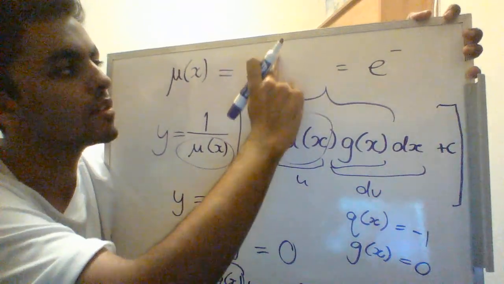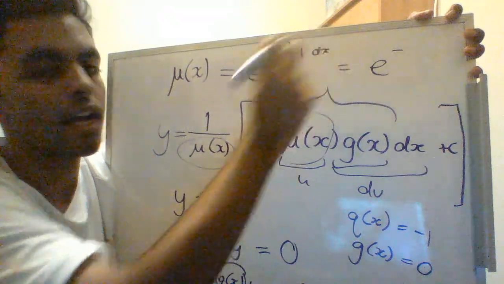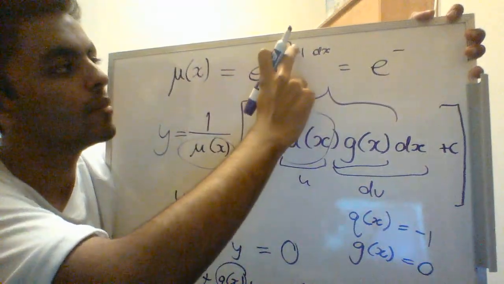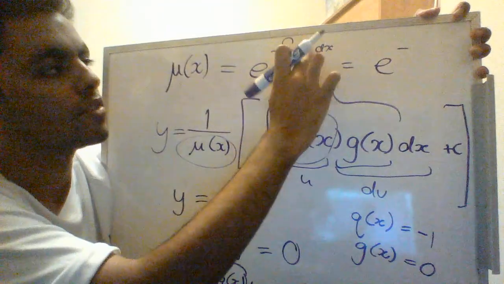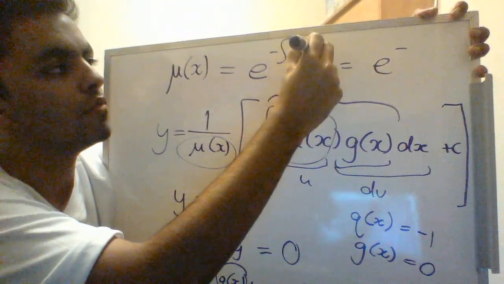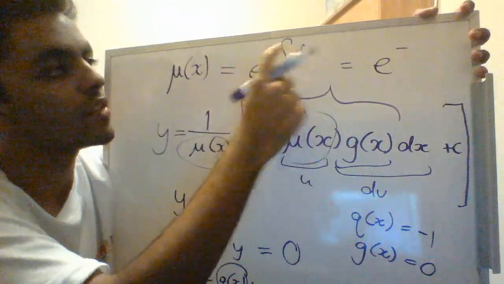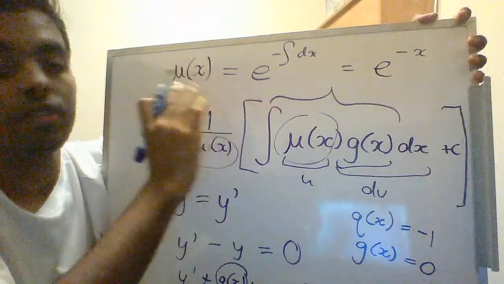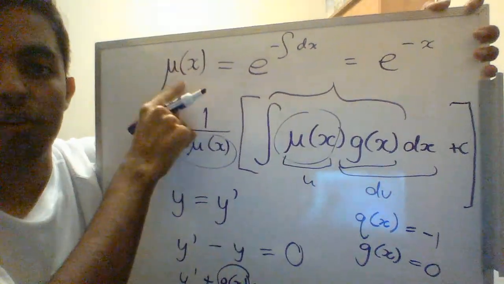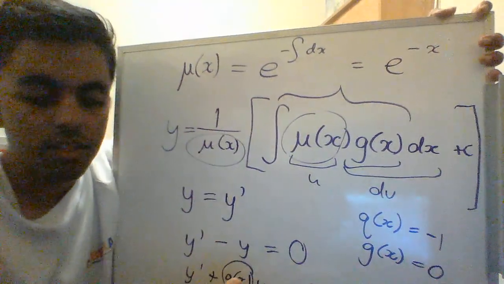So what I did is I went from the integral of negative 1 dx, I changed that to pulling the negative sign out here, and then the integral of 1 dx, that's just the integral of dx, which is x. Alright? And the negative sign stays out front. So e to the negative x. And so that's the whole thing for mu. So mu of x, we now know, is just e to the negative x.